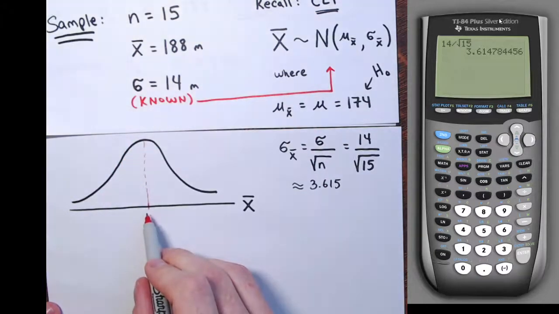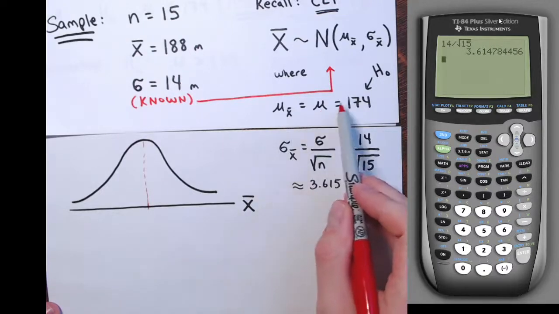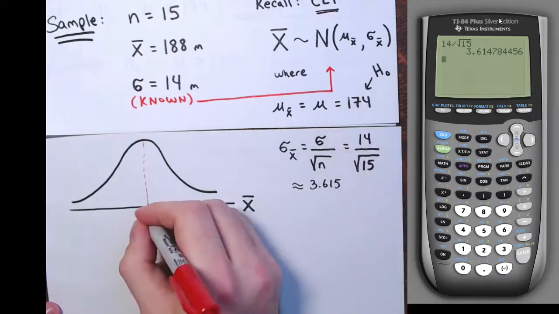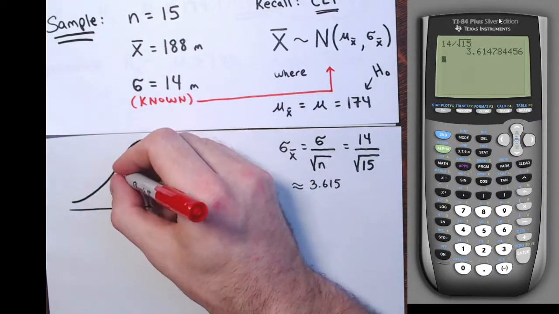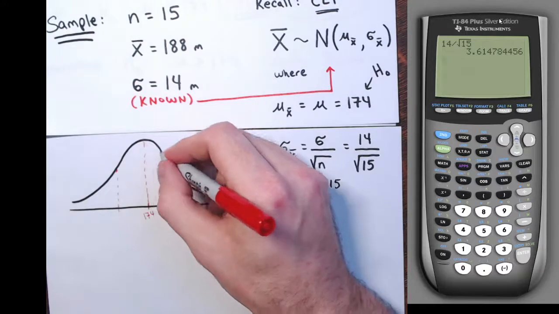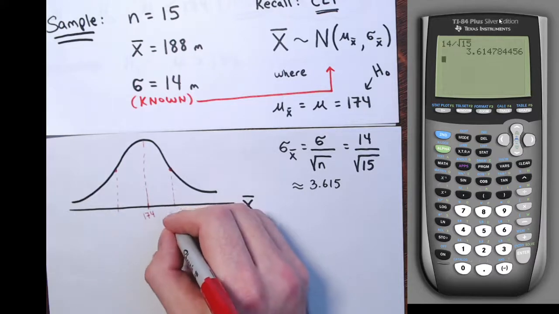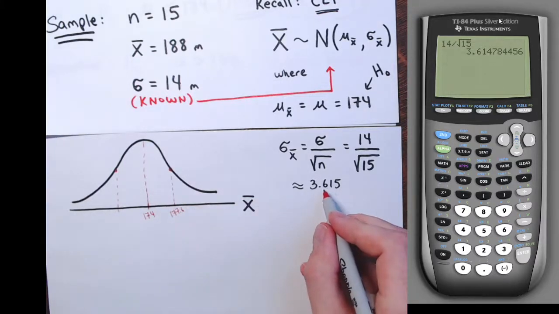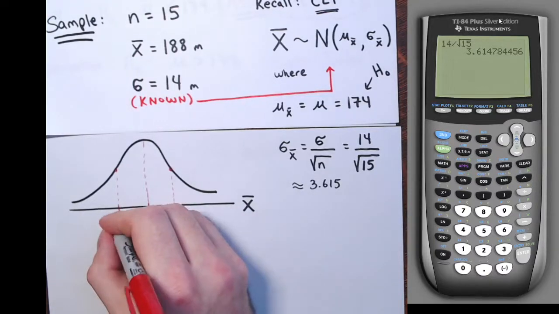And underneath the peak is the mean of the x bars. Well, we said the mean of the x bars is the mean of the original population, which from the null hypothesis we are assuming is 174. And then these inflection points should be, remember, one standard deviation above and below. These are the points where the curve goes from curving down to curving up, or curving up to curving down. So this is approximately 177.6 here, because again, the standard deviation for these x bars is about 3.6. And this is about 170.4 over here.